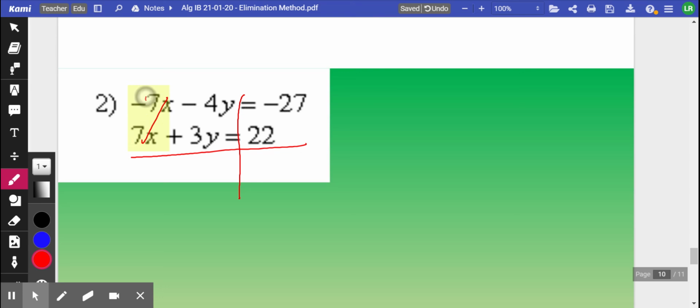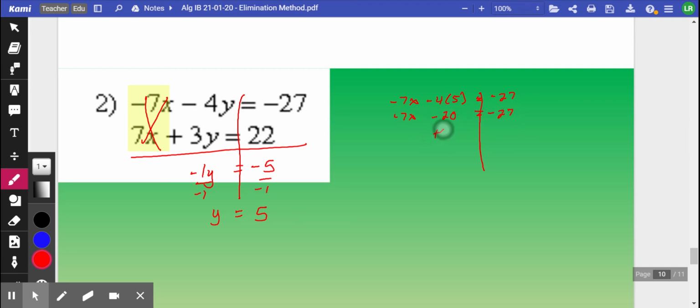Negative 7x plus 7x is 0. Negative 4y plus 3y is negative 1y. Negative 27 plus 22 is negative 5. Finish him. Oh, there's my first answer. I got y is 5. I need to plug it back in. Now, again, this is an answer for y, so I either need to plug it in for this y or this y. I'm just going to go ahead and stick to the top equation. So I'd have negative 7x minus 4 times 5 equals negative 27. See, negative 4 times 5 is negative 20.